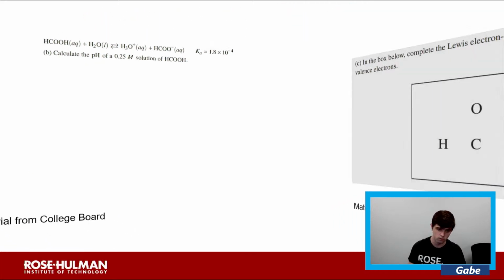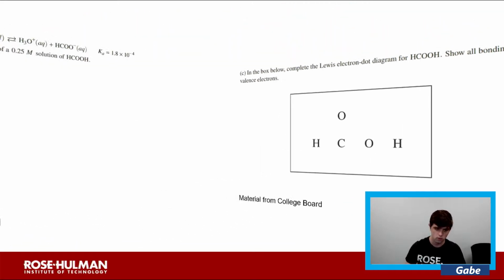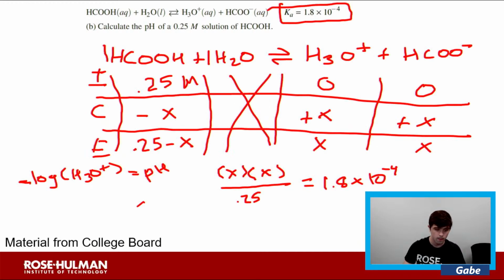So X will be equal to 0.0067. We want to make sure we only use two significant figures in this, because our significant figures that are given are 2 right here with 0.25 and with our K value of 1.8. So now X also equals, like we said before, our concentration of our hydronium ion.